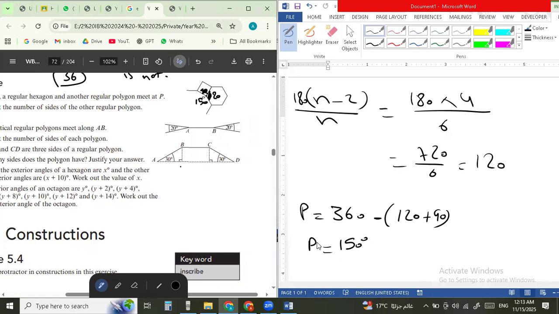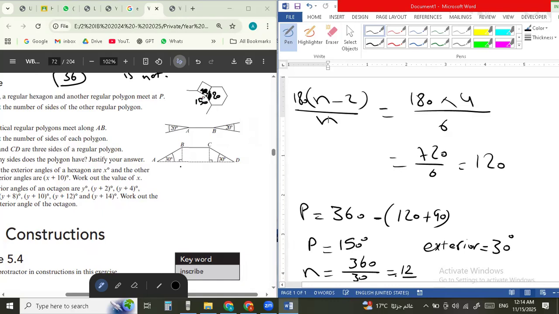Well, not a problem at all. I know that the interior is 150. So the exterior is 180 minus 150, which is 30 degrees. I found the exterior. So the number of sides, n, is 360 over exterior, which is 30. So 360 divided by 30 is 12. Exactly. So this shape has 12 sides, just by knowing the interior is 150, so the exterior is 30, and 360 divided by 30 will give you the number of sides.